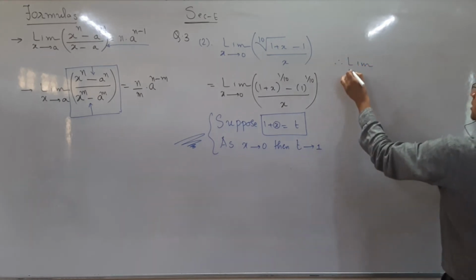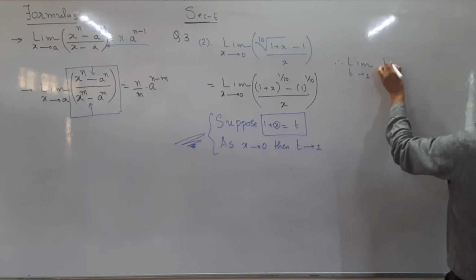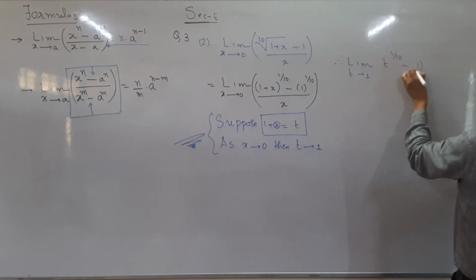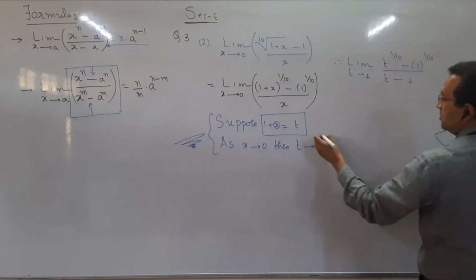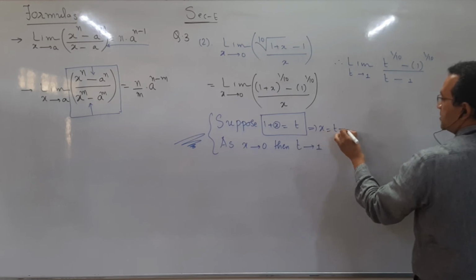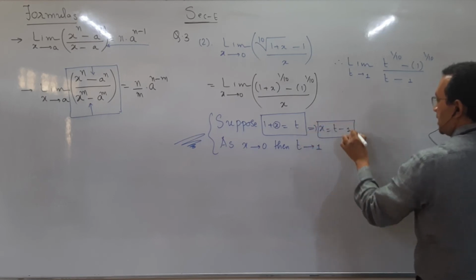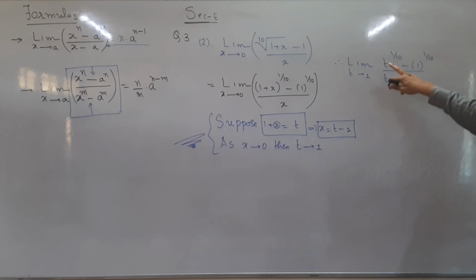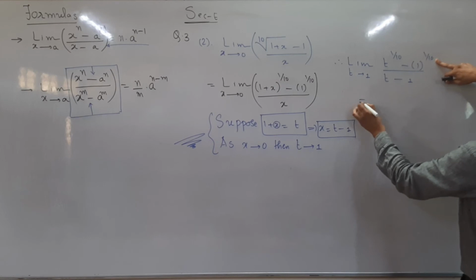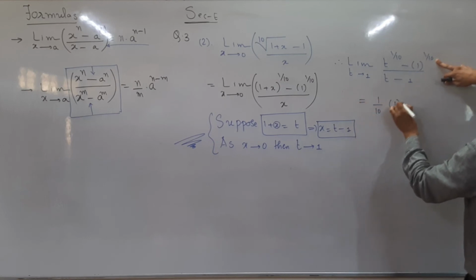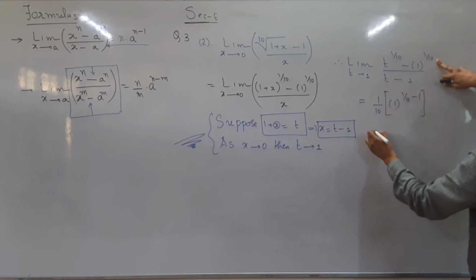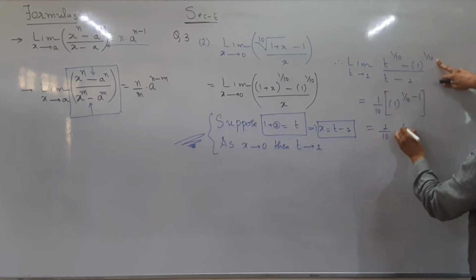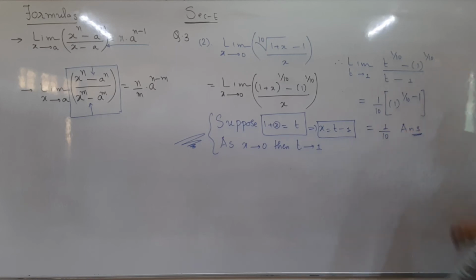Limit t tends to 1, t raised to 1 by 10 minus 1 raised to 1 by 10, and x is written as t minus 1. From this, if I make x the subject of the formula, x is t minus 1. Now x raised to n minus a raised to n upon x minus a. n is 1 by 10. a is 1 raised to 1 by 10, which is 1. Don't worry, 1 raised to any power is 1. No need to simplify. The answer is 1 by 10.